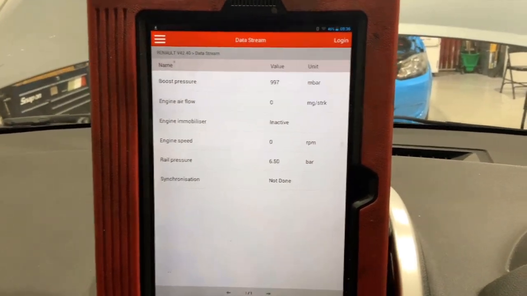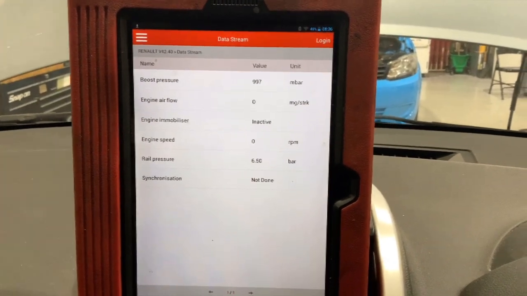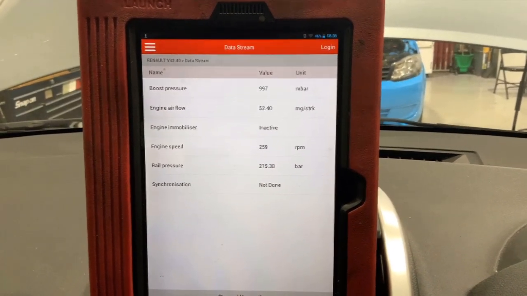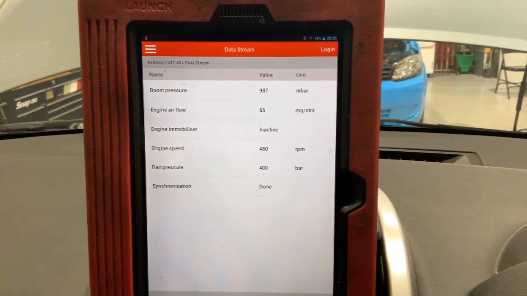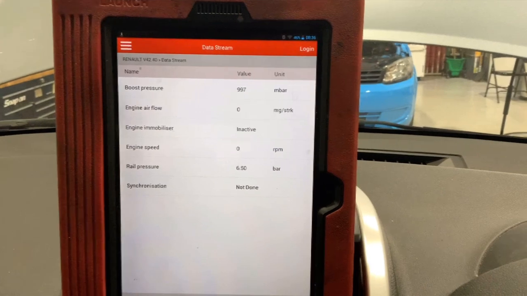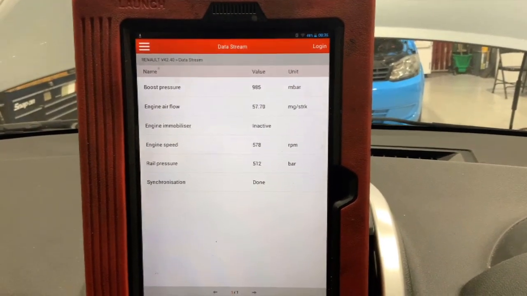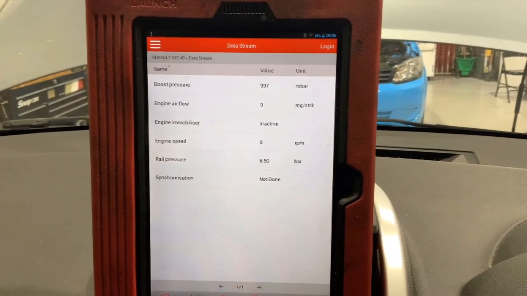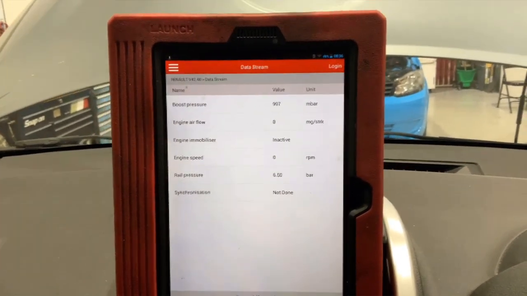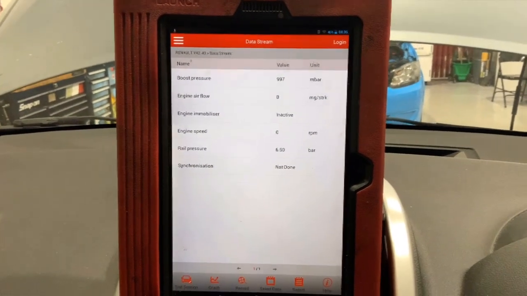So rail pressure's reaching an adequate level. We've got engine speed. Let's try to start there. We've got synchronization. The boost pressure's not really deviating far away from where it was, and we've got a measurement of airflow. First thing that strikes me is the engine airflow.